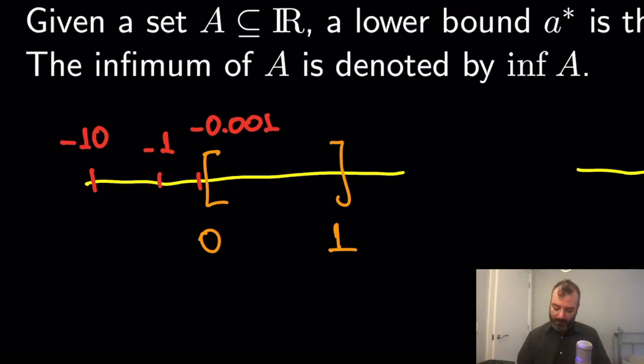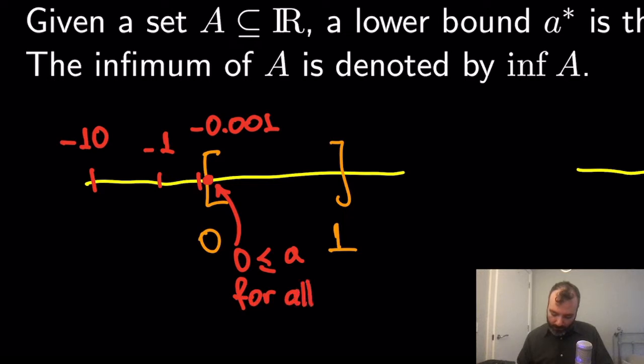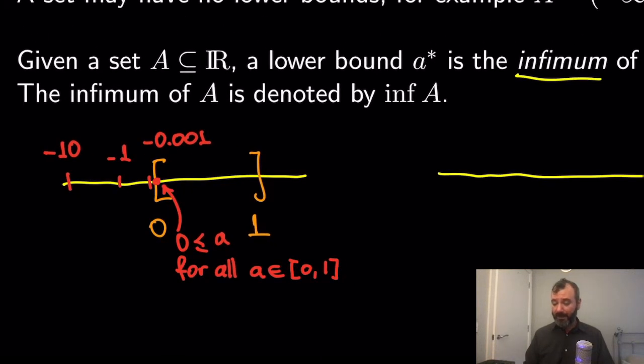So I'm asking, how high can I go? What is the highest lower bound I can choose? And I can indeed go up to 0. 0 is indeed a lower bound, and 0 is less than or equal to A for all members A of the set from 0 to 1. And this is as high as I can go. I cannot go higher. 0.1 is not a lower bound, for instance. This is the highest among all possible lower bounds.